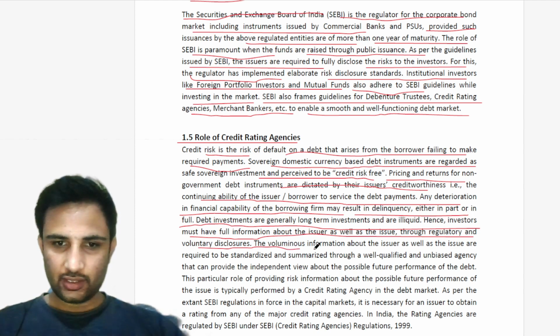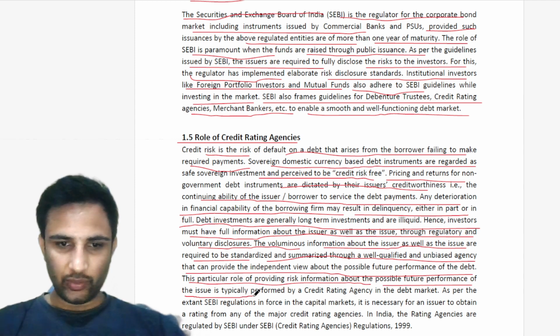The voluminous information about the issuer as well as the issue are required to be standardized and summarized through a well-qualified and unbiased agency that can provide the independent view about the possible future performance of the debt. This particular role of providing risk information about the possible future performance of the issue is typically performed by a credit rating agency in the debt market.